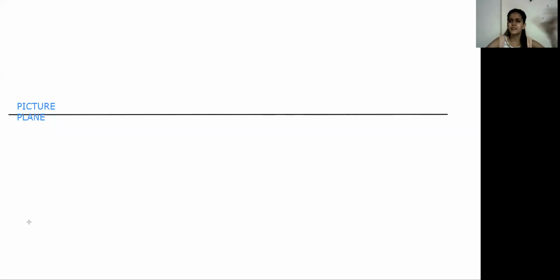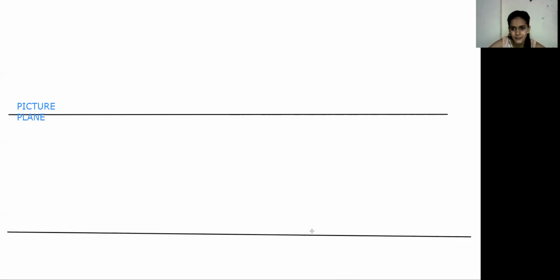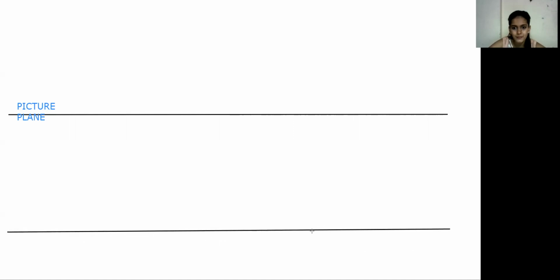Then again leave the 7 to 8 centimeter below the picture plane and draw a horizontal line again. And which line is this? Ground line, where the picture plane and ground plane intersect. Horizontal line is ground line. So we have done this.